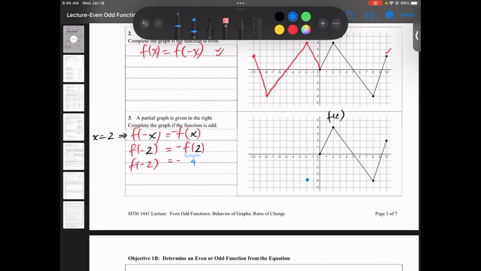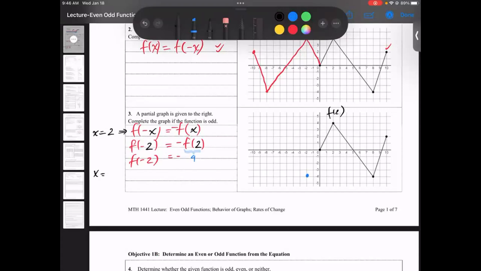can you find another one? I'm doing algebra. You can eyeball it, but it's helpful to know the math behind it. Let's take a look at f of 8. When x equals 8, again, I do the same thing: if it's odd, then f of negative x equals negative f of x, and you plug it in.